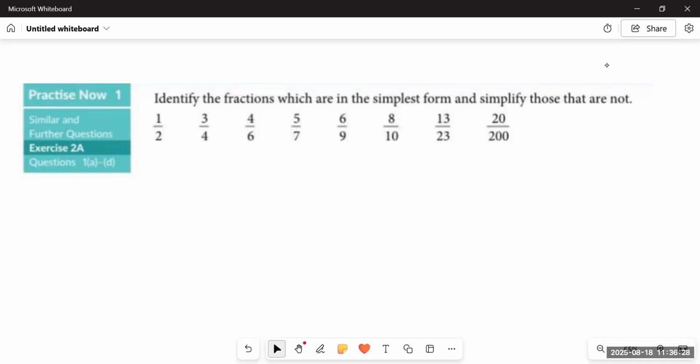I'm once again with Think New Syllabus Mathematics Book 1. And today we are going to start with chapter number 2.